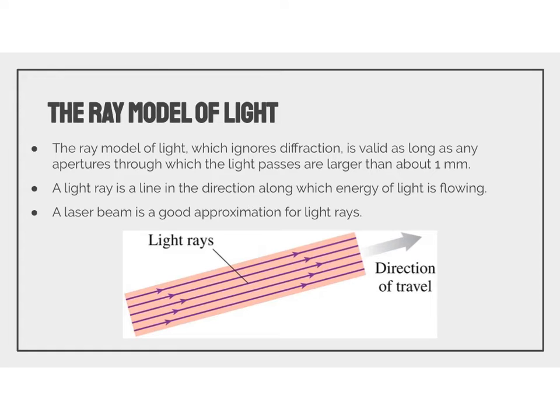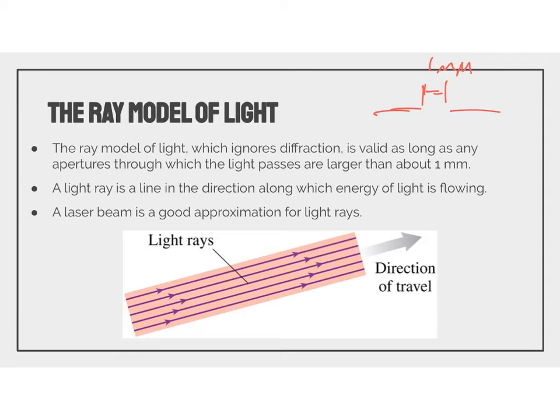So the ray model of light is very simple. Light when it travels, it ignores diffraction. It goes in a straight line, unlike what we talked about with the wave model of light. And this is always true as long as, if there's some type of slit that the light has to go through, that slit is greater than at least 1 millimeter. So 1 millimeter, not a very big gap, but as long as we can go through a slit that's at least that big, light tends to just travel in a straight line.